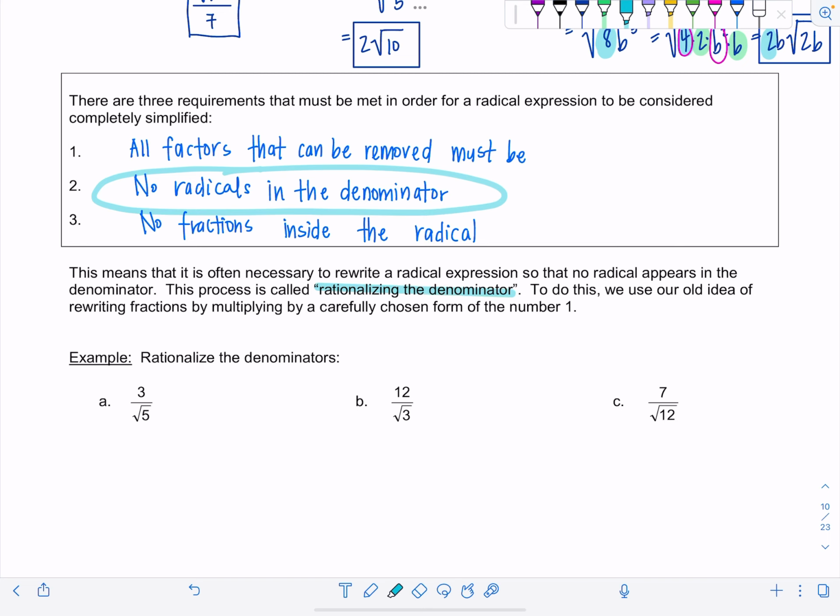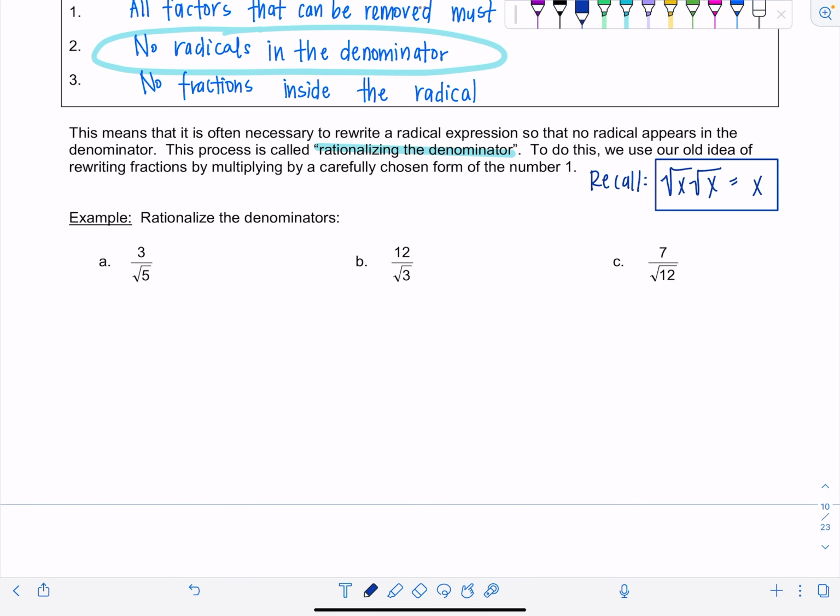Rationalizing the denominator. And to do this, we use our old idea of rewriting fractions by multiplying by a carefully chosen form of the number 1. And I want you to recall at the end of the last video, we noticed if you have the square root of x times the square root of x, assuming x is not negative, you get back x. Okay, and so that's the idea that we're going to use here while rationalizing.